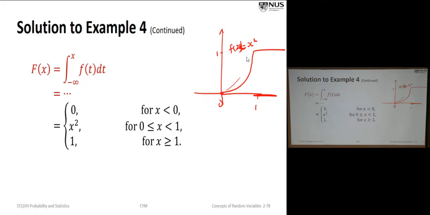So a non-decreasing function, remember it's a non-decreasing function. That means it keeps increasing or at least stays the same as those before it. All right, so this one is not increasing, not decreasing. This one is not decreasing, and this one is increasing. So this is the graph for the CDF for this particular given PDF.